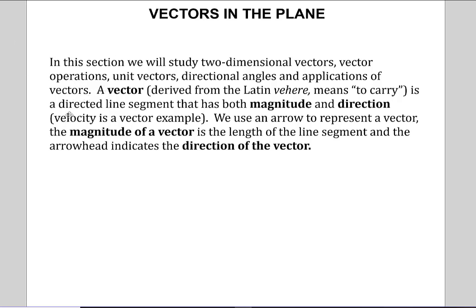A vector is a directed line segment that has magnitude and direction. Velocity is an example of a vector. We use an arrow to represent a vector, and the magnitude of a vector is the length of the line segment. The arrowhead indicates the direction of the vector.